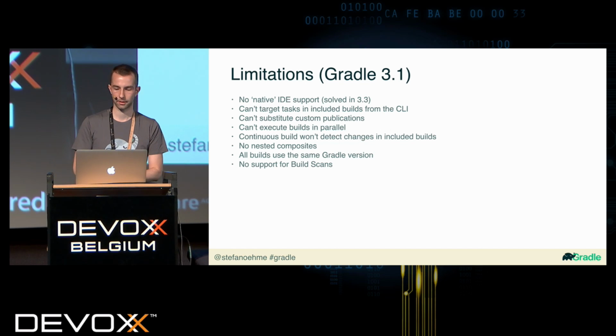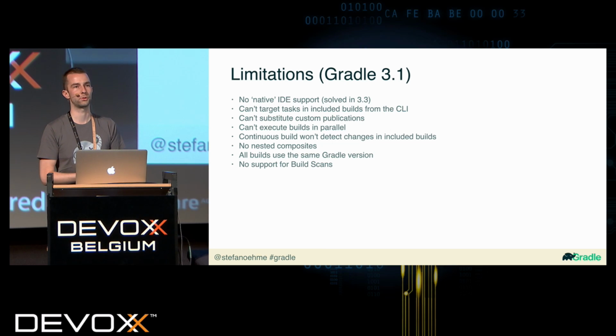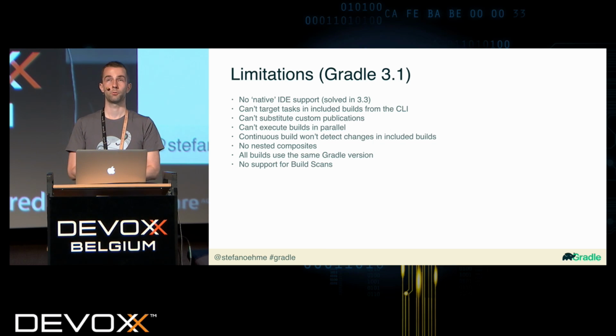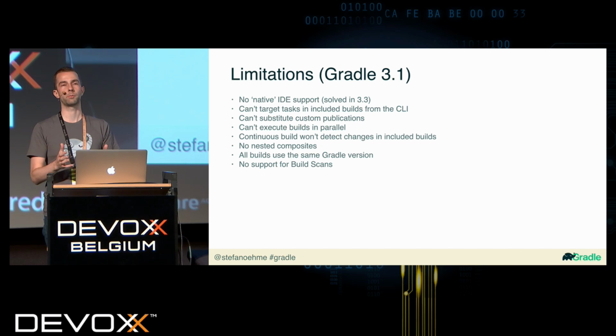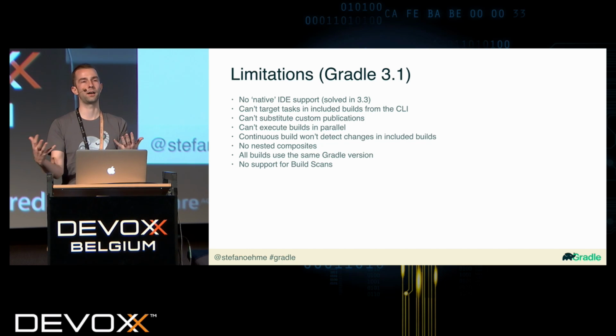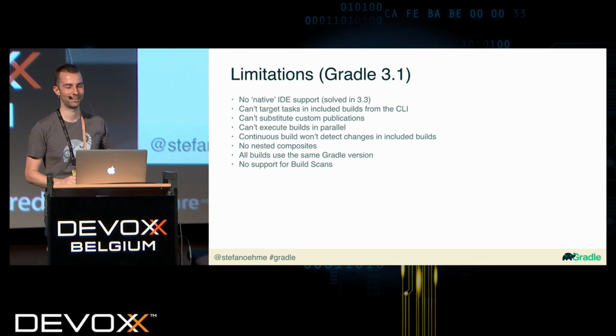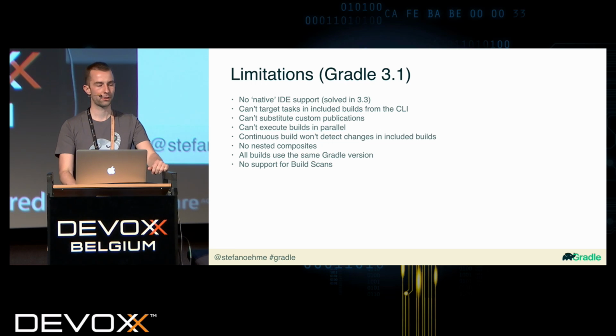And last but not least, there is currently no support for producing build scans for composite builds. This is mainly because we need to come up with a good UI metaphor, because composite builds are builds which contain other builds. So we need to come up with a good way to visualize that. So here's the tasks that were executed, and then there was a whole build that was executed. So nothing we can solve on this list, but some limitations to keep in mind while you use this feature.